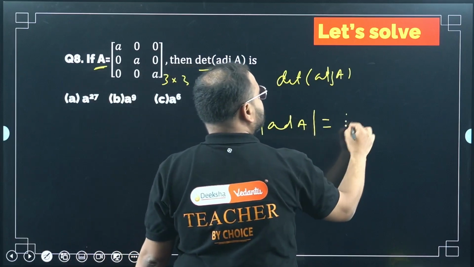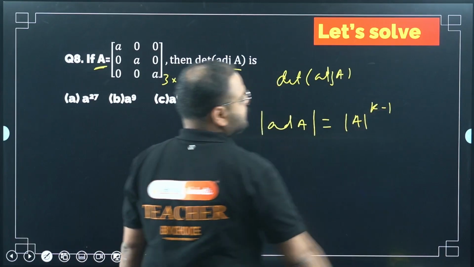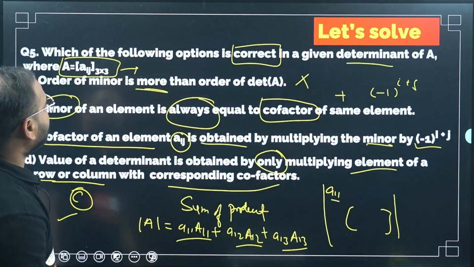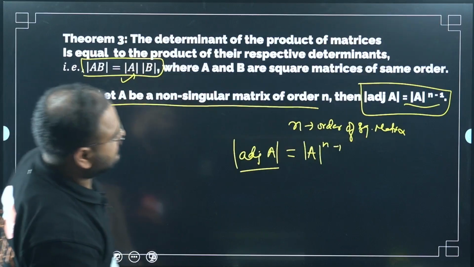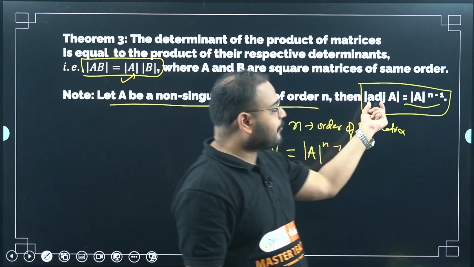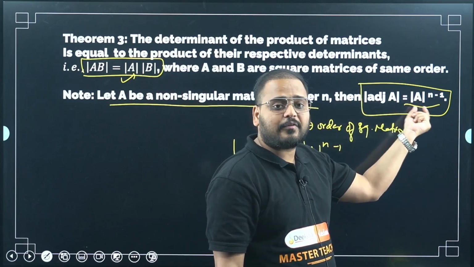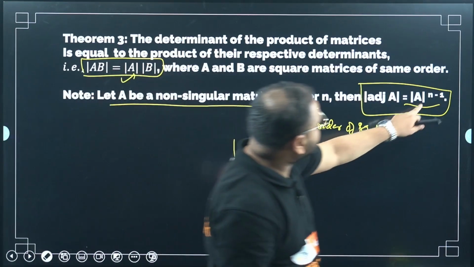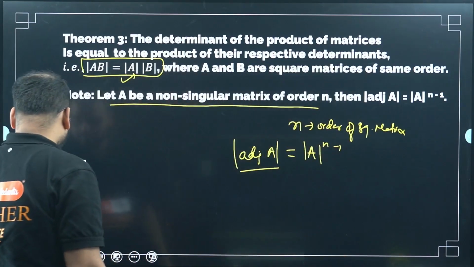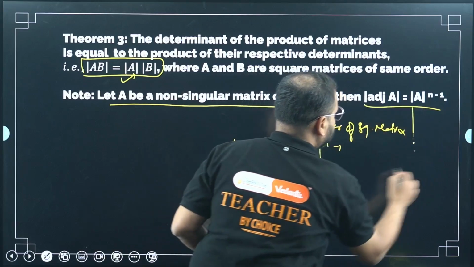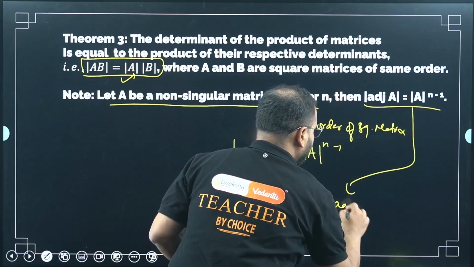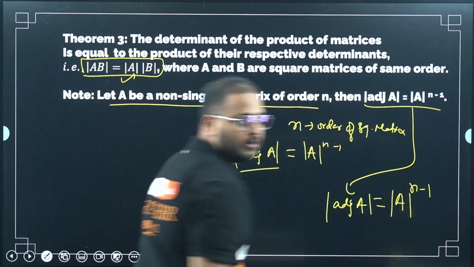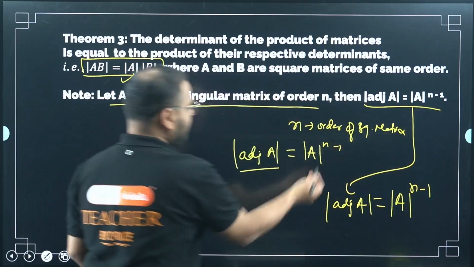We know this formula. This was there in the property, the theorem. We did this somewhere, it was written. Check here: the determinant of adjoint of A is nothing but determinant of A to the power n minus 1. Please check, it's not visible. Let me rewrite it here. Determinant of adjoint A is equal to determinant of A to the power n minus 1. Okay, I've written here already.